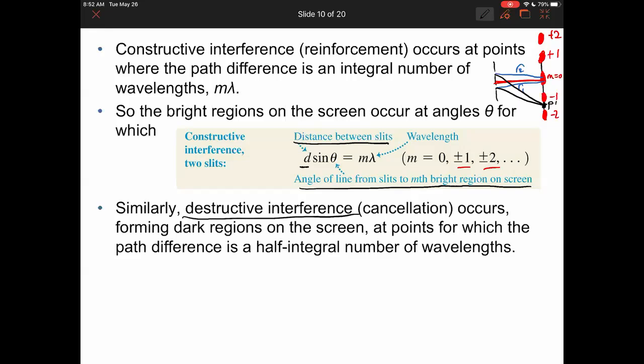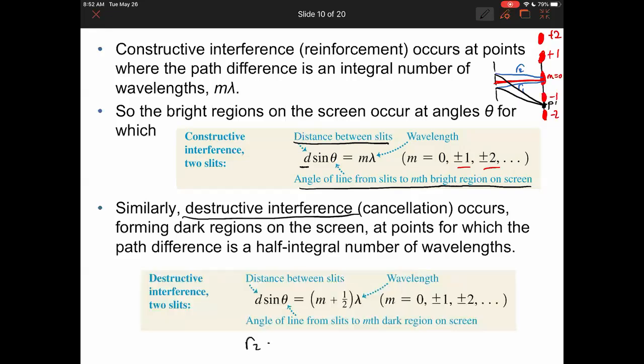So dark regions form on the screen at points for which the path difference is a half-integral number of wavelengths. So R2 minus R1, remember, was (m plus 1/2) times lambda. But we're now replacing R2 minus R1 with d sine theta. Again, you get the same thing because there are dark fringes above and below, so d sine theta equals (m plus 1/2) lambda. This is for the destructive interference, where m equals 0, plus or minus 1, plus or minus 2, and so on.